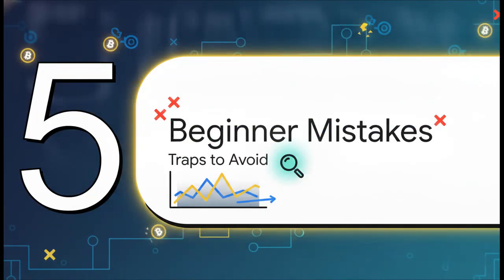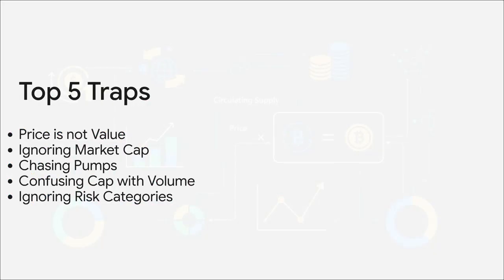Moving to Section 5, Beginner Mistakes, and the specific traps you need to avoid. All right, let's rapid fire the top 5 traps. Number 1, thinking cheap coins are automatically a better value. A 10-cent coin is not inherently cheaper than Bitcoin if it already has a market cap of $100 billion.